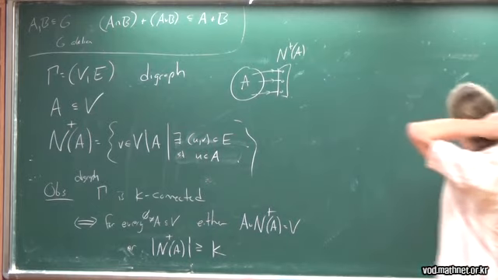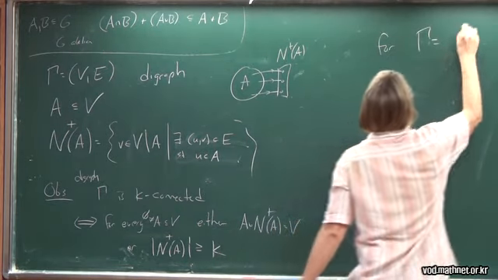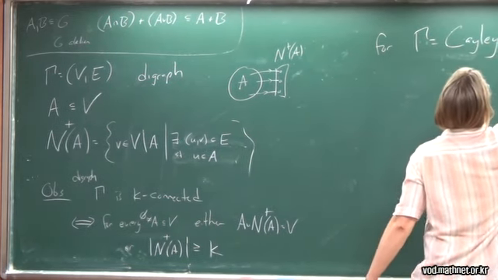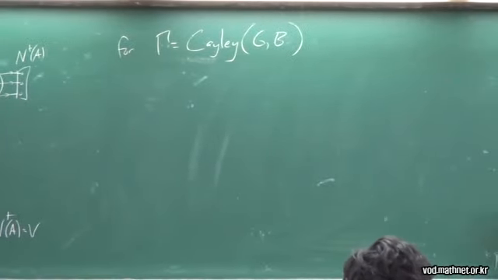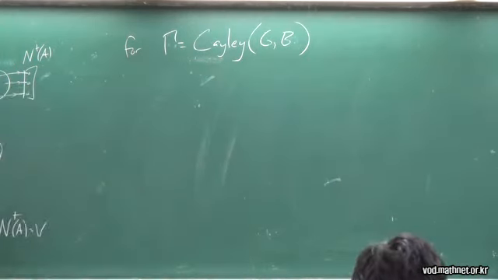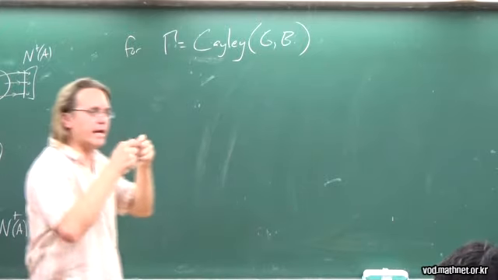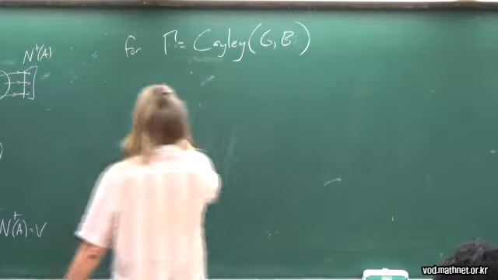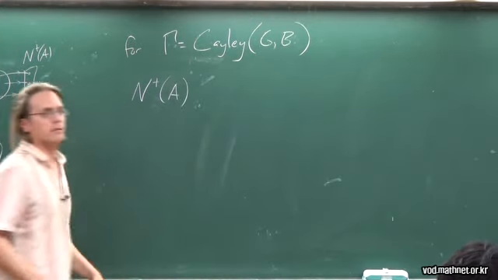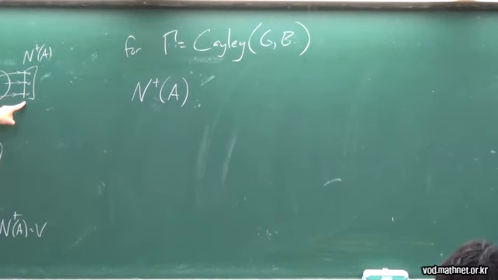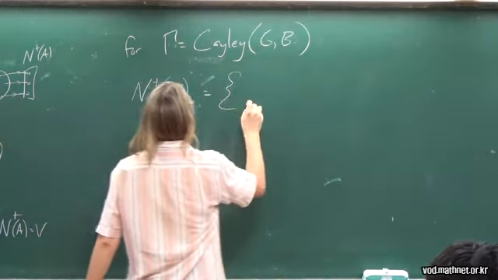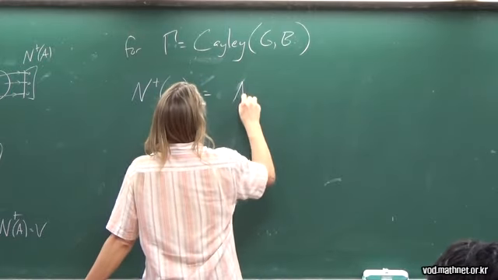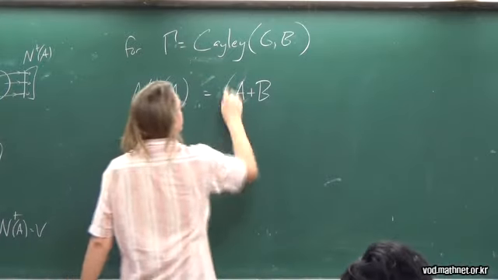Now let's think about what that means in Cayley graphs. If I give you this Cayley digraph, my vertices are the group elements in G. B is telling me where the edges are. You have an edge joining U to V if you can get from U to V by adding something in B. Now, what is n plus of A? If I give you some subset of vertices A, n plus of A are all the vertices that you can reach by taking something in A and adding B to it. This is all the vertices you can get to by starting in A and adding in B, except not those that were already in A.